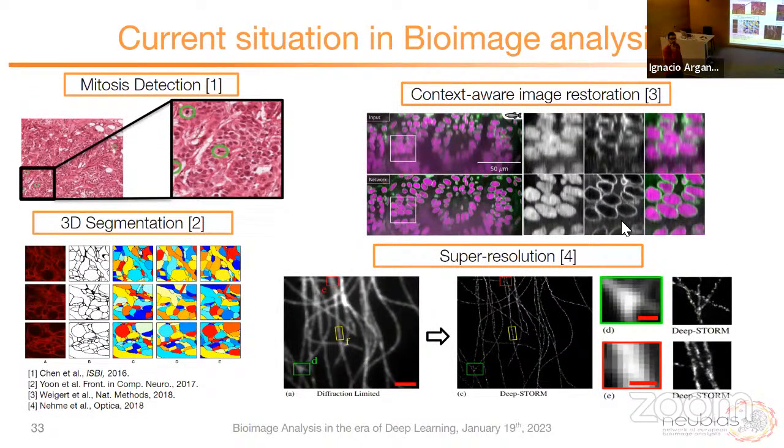So what happened in bioimage analysis is that, especially starting in year 2015, 2016, people started to use this for mostly detection, segmentation, and then applications that are more related to microscopy, like image restoration. We can improve the resolution of our images in the Z direction by just training a model to do that, or even simulate what the super resolution microscope is doing from a low resolution image.